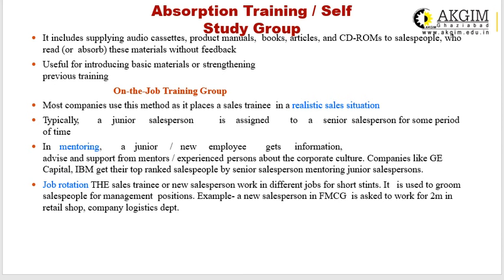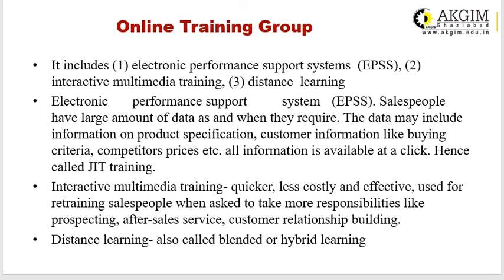Then you have job rotation also, which helps the sales trainee or the new salesperson to work in different jobs for a very short period of time. It is used to groom the salespeople for management positions. For example, a new salesperson in FMCG is asked to work for 2 months in a retail shop. After 2 months, he can work in the company logistics department. So his job is being rotated so that he can have an experience of all the various departments in a particular organization.